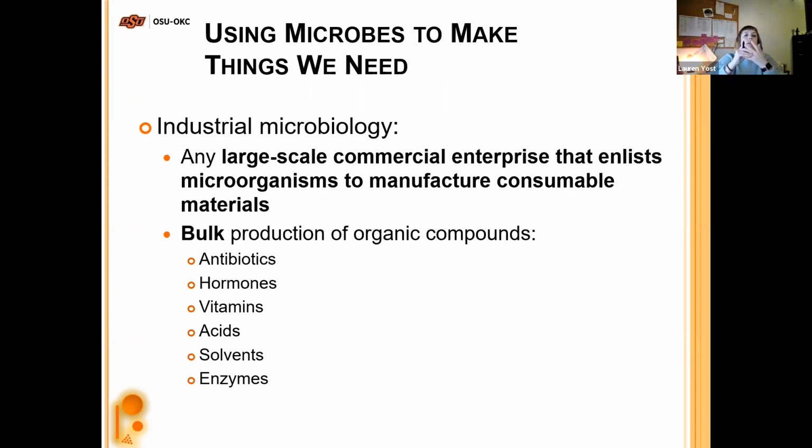In industry, we can also use bacteria in bulk to produce other compounds in bulk, such as antibiotics, hormones, vitamins, acids, solvents, and enzymes, which we kind of talked about previously, but we can do it on a large scale, is what I'm trying to say. When we're talking about industrial microbiology, that's really talking about large scale. We're not just saying we discovered it and a few people are getting this. We're talking about mass production.